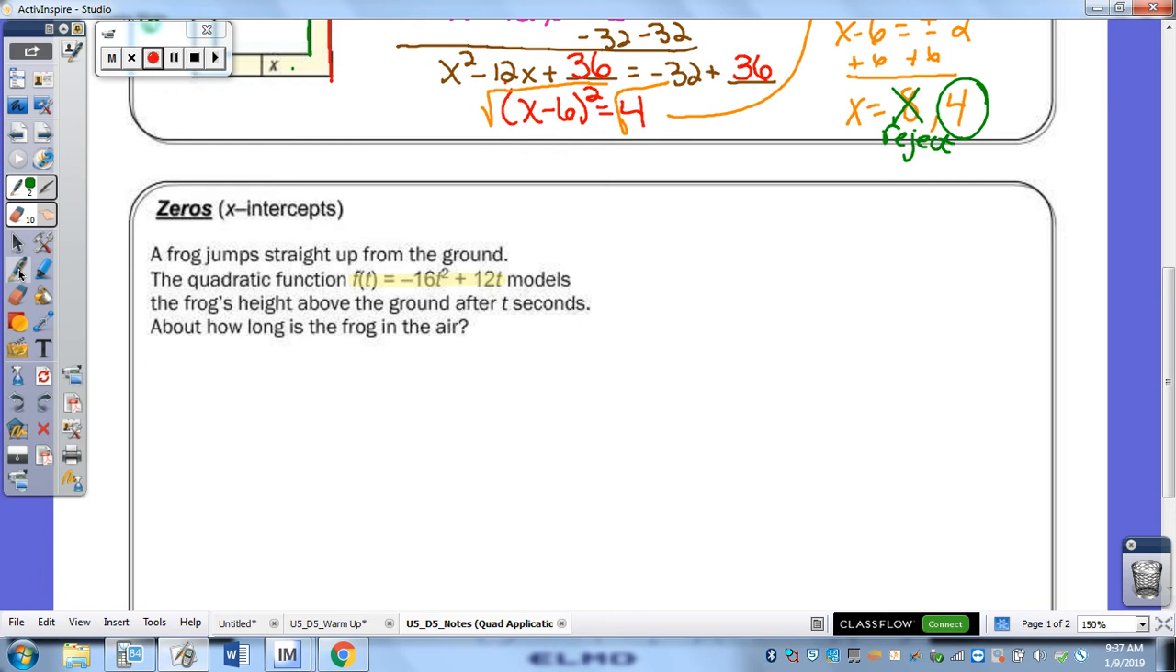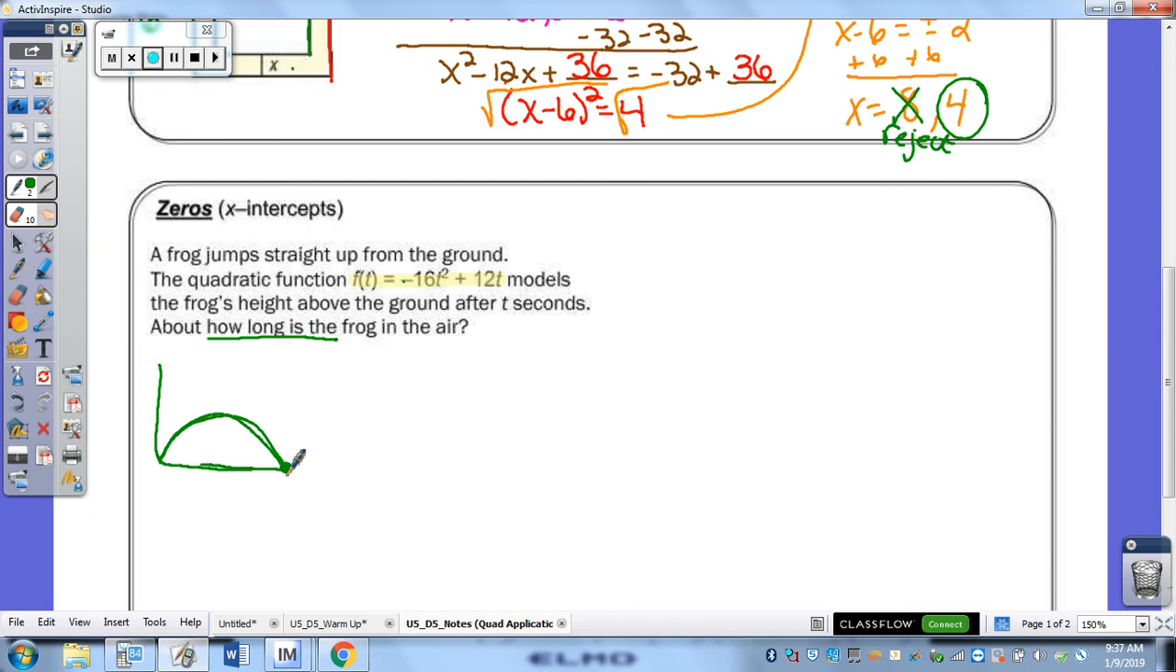So this one's nice because they're already given you your equation. You don't have to try to come up with one on your own. This is a negative t squared, so that means it's going to be an upside down parabola. It's going to end up looking like that. So we are looking for how long the frog is in the air. So we're looking for how long this whole trip is.